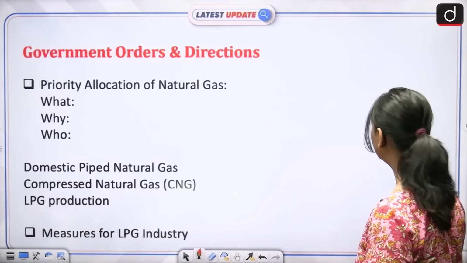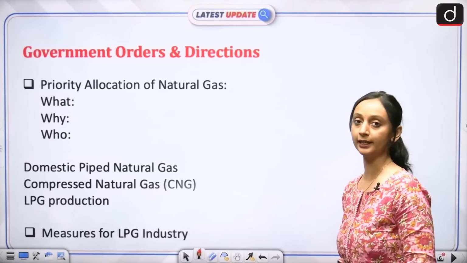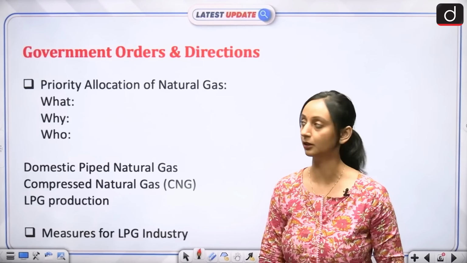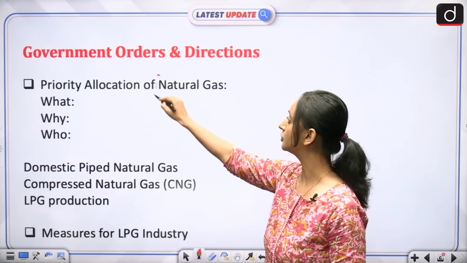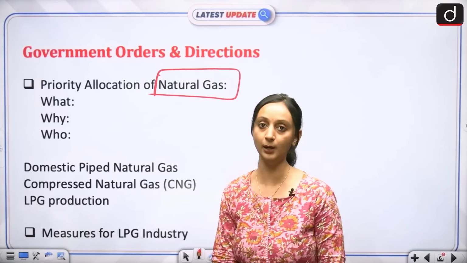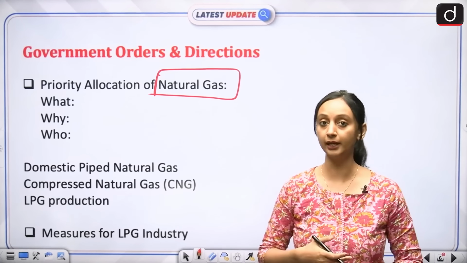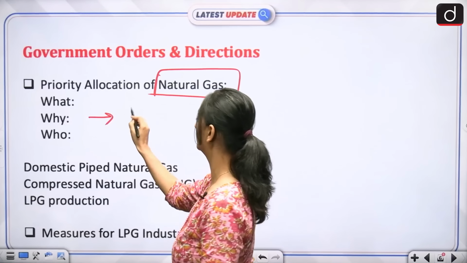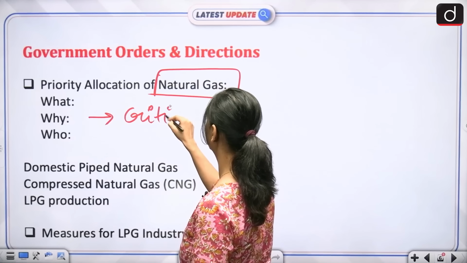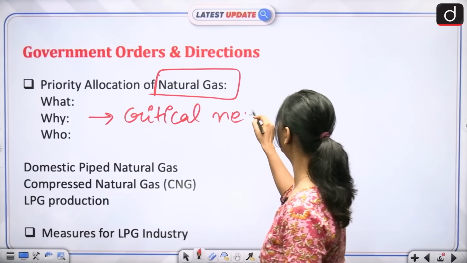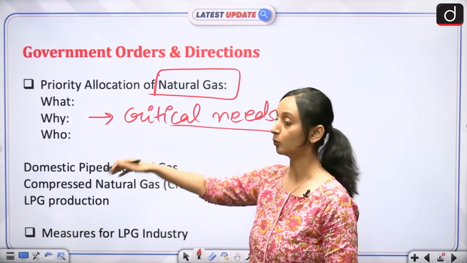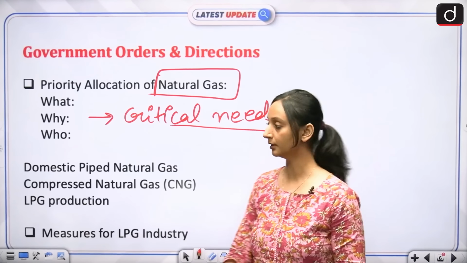Now if we look at the orders and the directions that have been given by the government. So priority allocation of natural gas is going to happen. Natural gas is going to be treated as a priority, and it is going to be allocated to meet the critical needs of the country. And what are our critical needs at the moment?